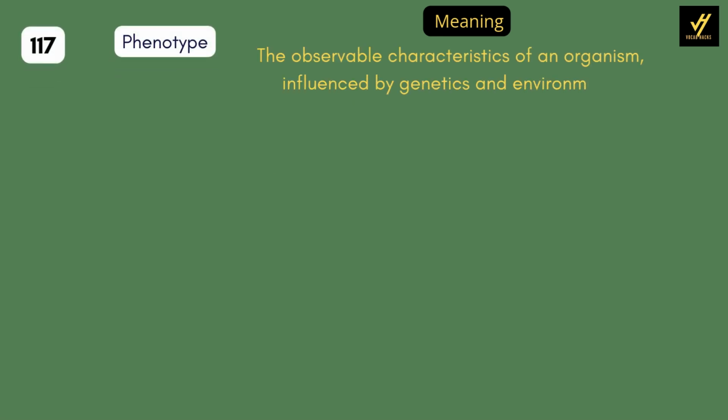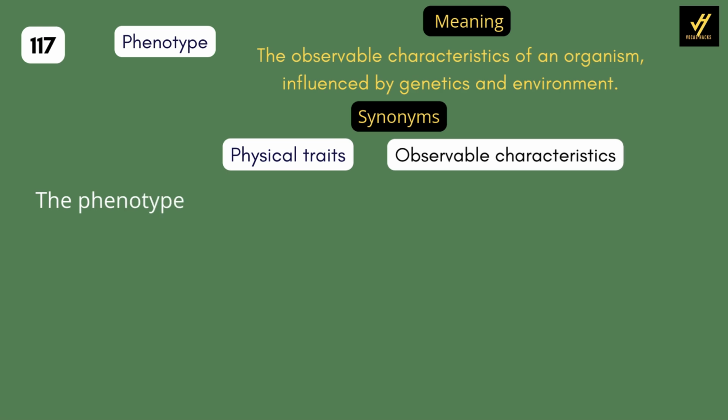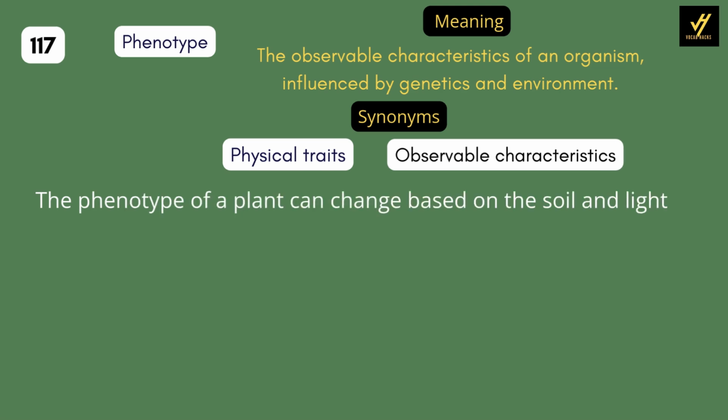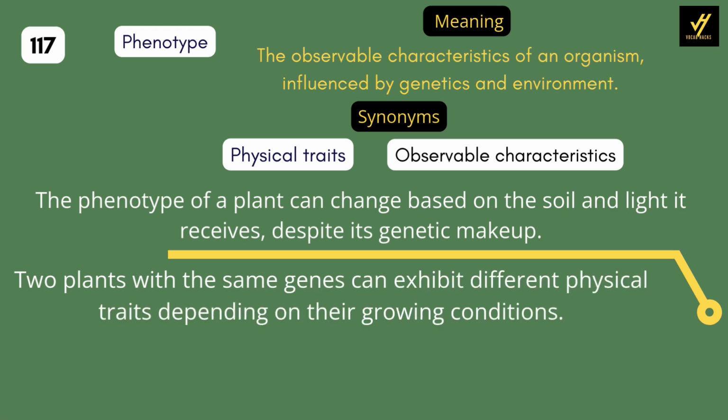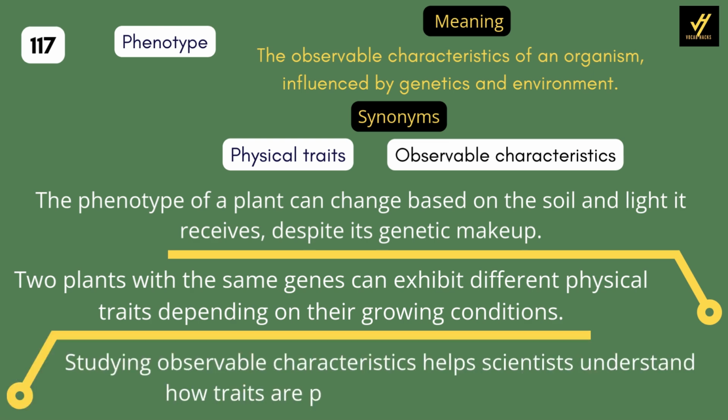Phenotype, the observable characteristics of an organism, influenced by genetics and environment. Physical traits, observable characteristics. The phenotype of a plant can change based on the soil and light it receives, despite its genetic makeup. Two plants with the same genes can exhibit different physical traits depending on their growing conditions. Studying observable characteristics helps scientists understand how traits are passed through generations.